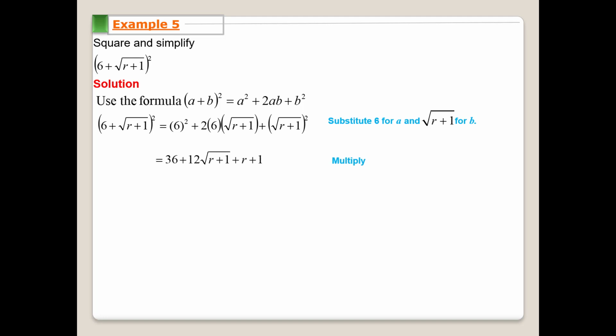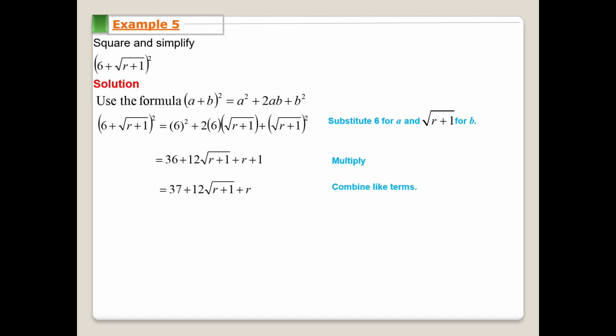So with that, now we just need to do a little math and figure this out and multiply through, right? So we should get 6 squared. 6 times 6 is 36. 2 times 6 is 12 times the square root of r plus 1. And then we have the square root of r plus 1 squared. Well, that just takes care of the radical. So now we just need to combine like terms.